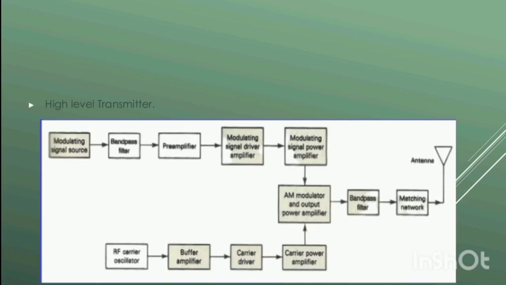Second is high level transmitters. Here is a block diagram. In this there are a total of 12 blocks. At the upper side there are 5 blocks and at the lower side there are 4 blocks and the remaining 3 blocks are in the middle with an antenna.